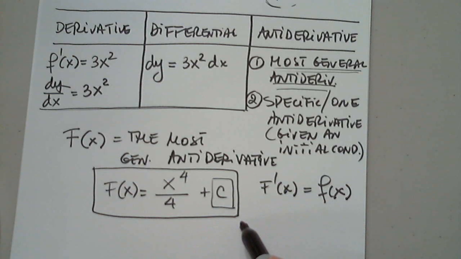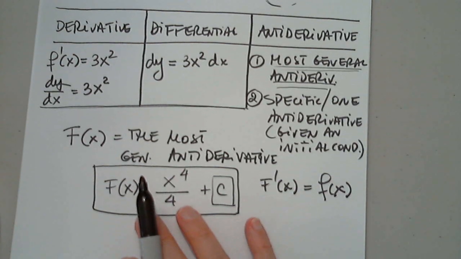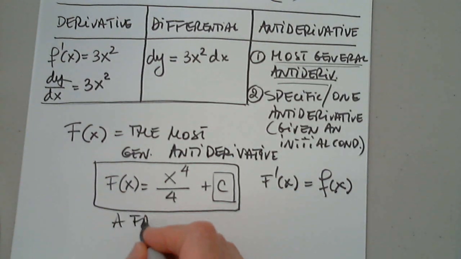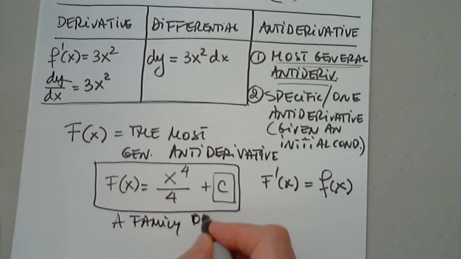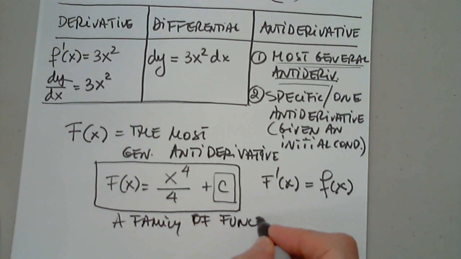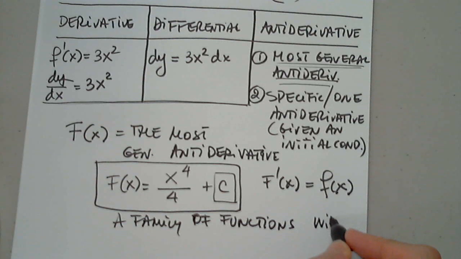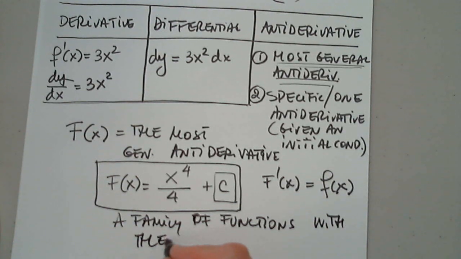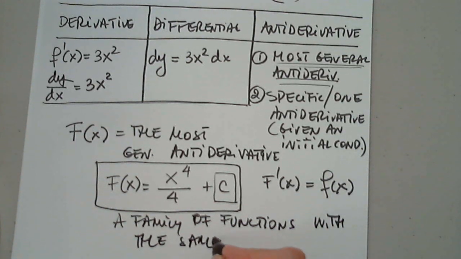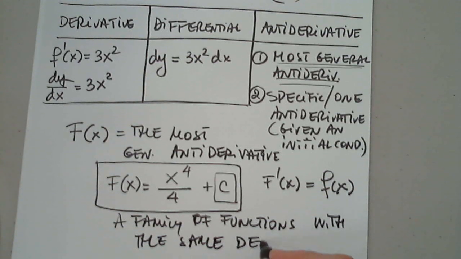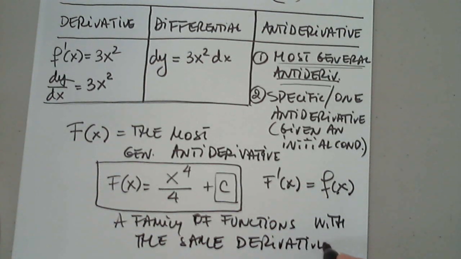So this is the most general antiderivative. What is this again? A family of functions with the same derivative, which is x to the third.